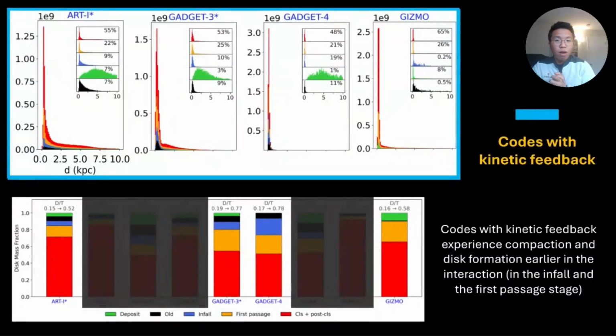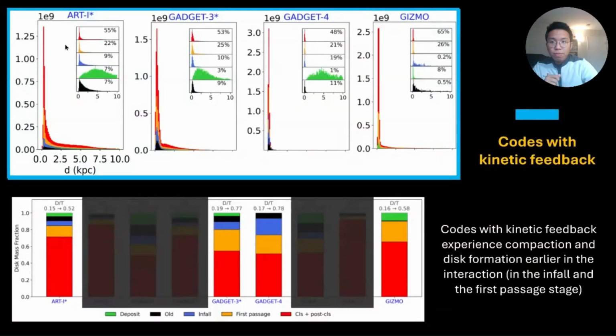The main result of the paper is that we find that the type of stellar feedback of each code impacts the stellar morphology of the merger remnant. So we find that for codes with kinetic feedback, the galaxy becomes more compact and develops a disk after the mergers. And this compaction and disk formation happen earlier in the interaction, during the infall or the first passage stage.